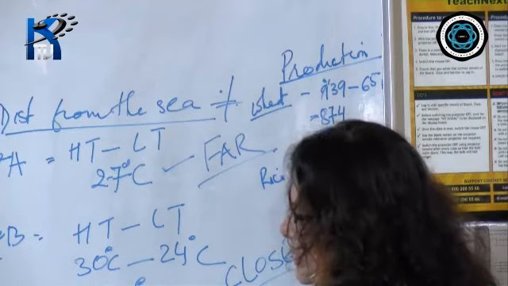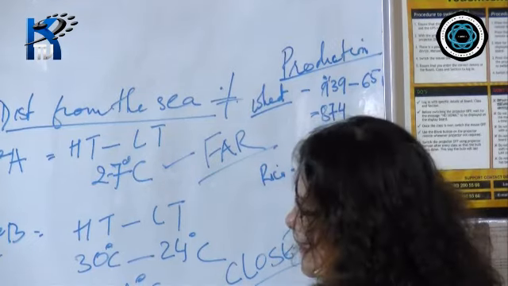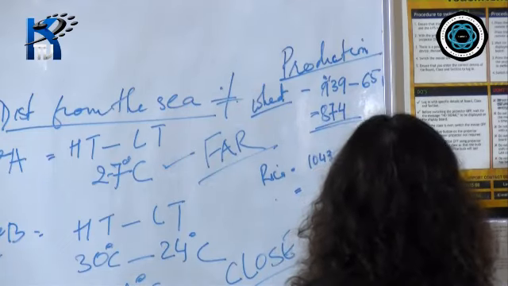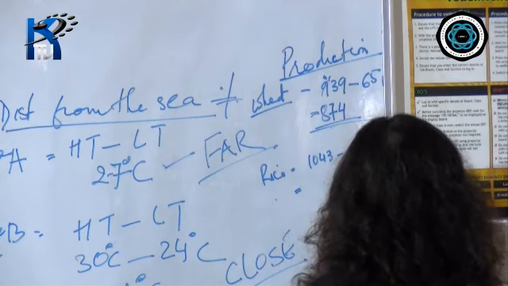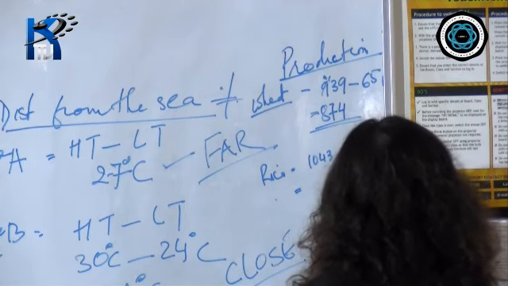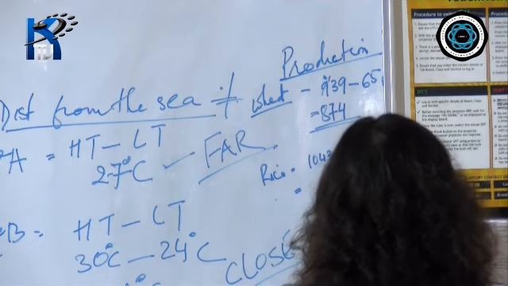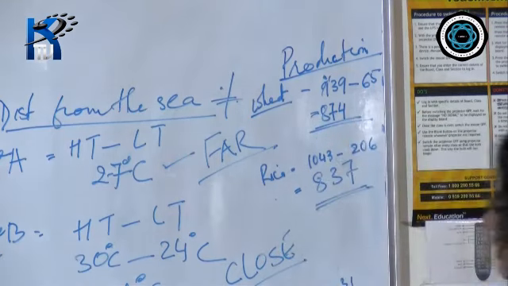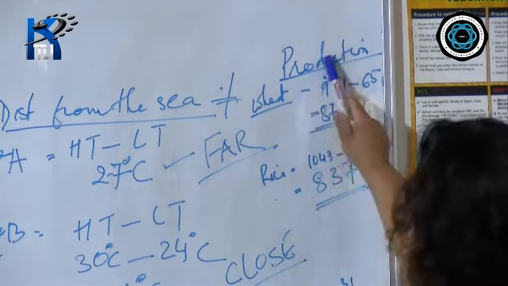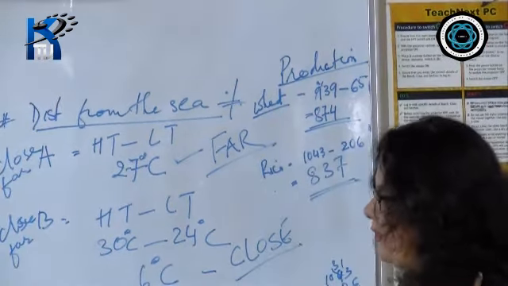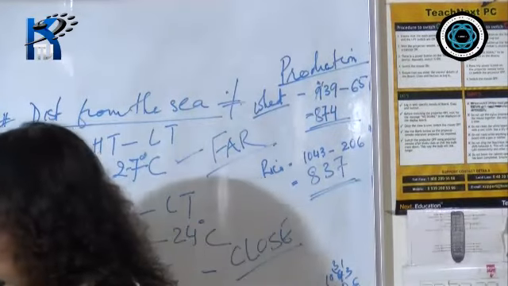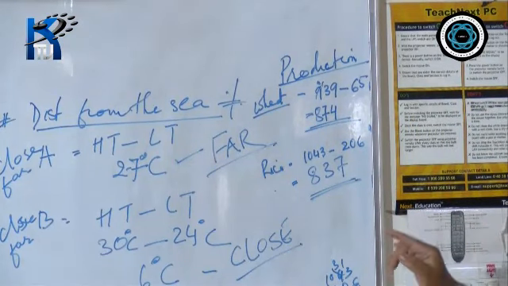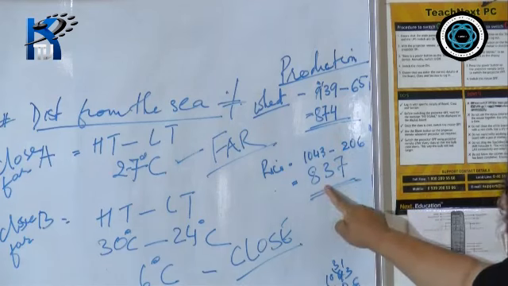For rice, it is 1043 minus 206, and the answer that you get is 837. Okay, got it? So, for production, wheat is this much, rice is this much. So what you have to write is that the increase in the production of wheat in 1950-51 and 2011-12 is 874, and for rice is 837.